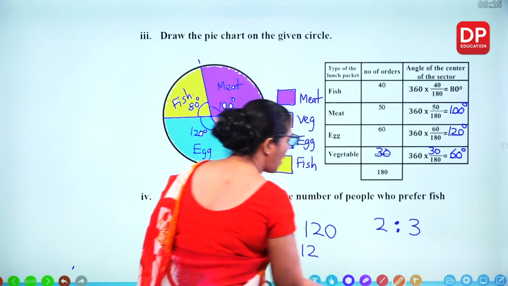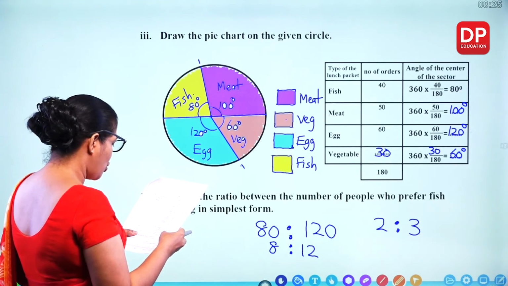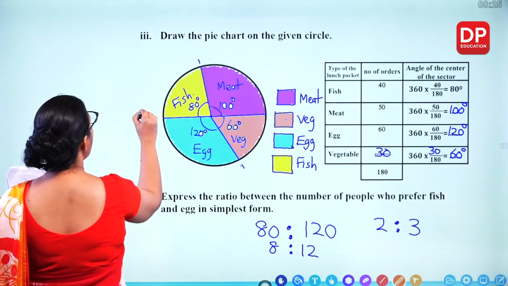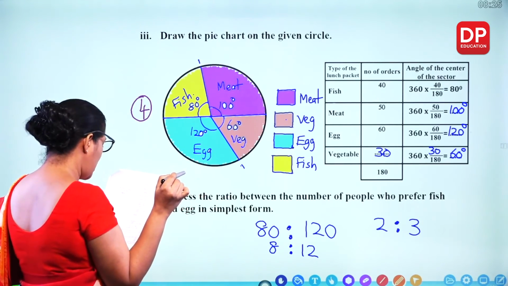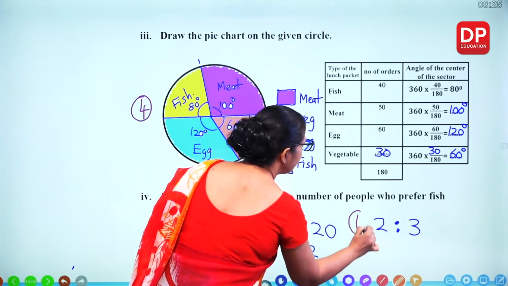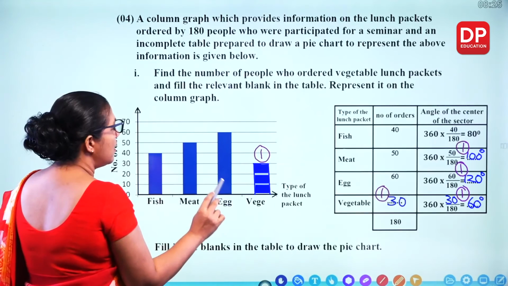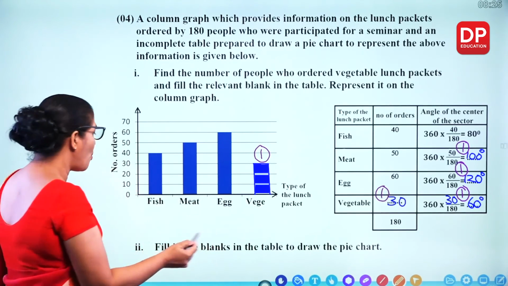How many marks now for these 2 steps? So showing all these with these categories, 4 marks for the pie chart, and 2 to 3 ratio, just 1 mark. So 4 and 1, 5, 6, 7, 8, 9, 10. So 10 marks for the whole question.